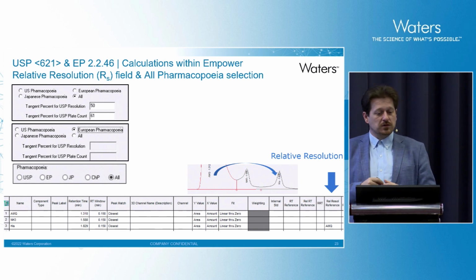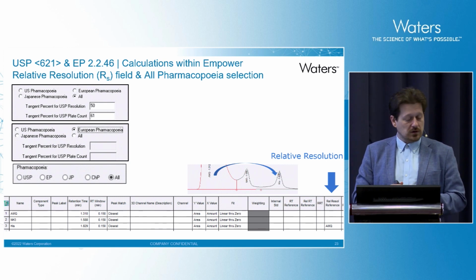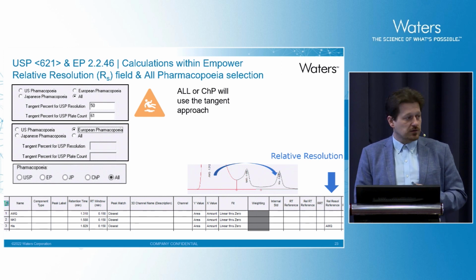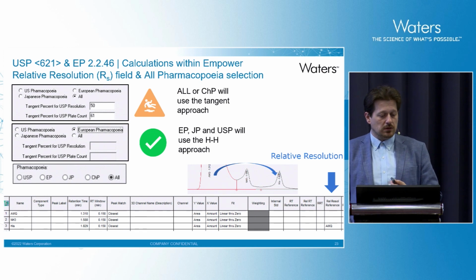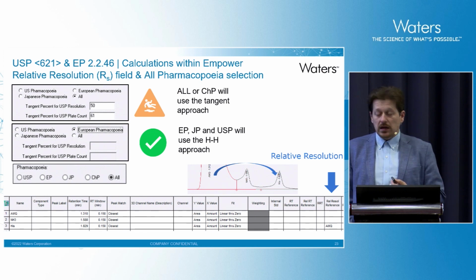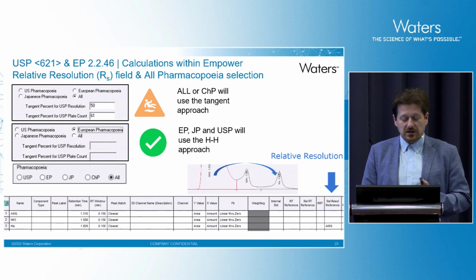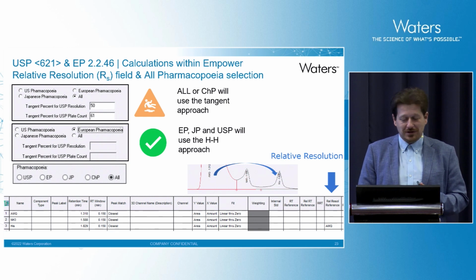This is the special field where we have to be careful when we work from December 1st onwards. Because, as said, All and the Chinese pharmacopoeia use the tangent approach, and only with EP, JP, and USP pre-selection do you get it. It was initially not intended that when you select USP pharmacopoeia it's calculated, but however Empower is doing it. Yeah, that's a lucky coincidence that the USP pre-selection still computes the half-height value.